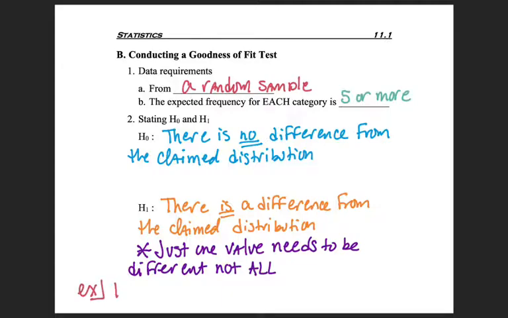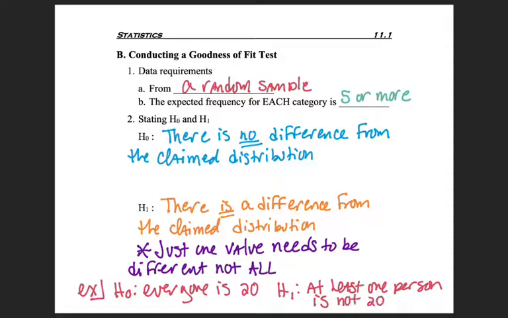So for example, if H0 said everybody is 20 years old, then the alternative hypothesis would read something like, at least one person is not 20 years old. So we don't need everybody to be a different age. That's not the exact opposite of all being the same age. We just need one person to be a different age, and therefore not everyone is 20, and we have our alternate hypothesis. And if you think about it, that's what we've been doing all along.